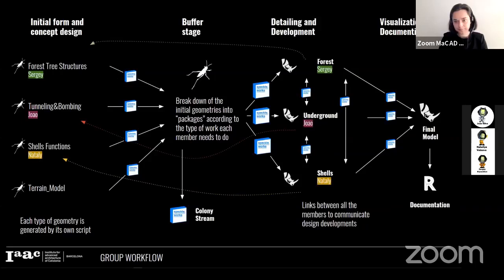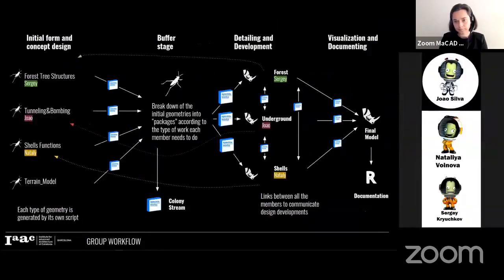Since it is at this stage that we have a simple geometry of the building, we stream it to the shared Colony model. From here, each member of the group has their own local Rhino file receiving a specific package. And we also introduce streams to communicate design intentions with each other, creating live links between the local files.